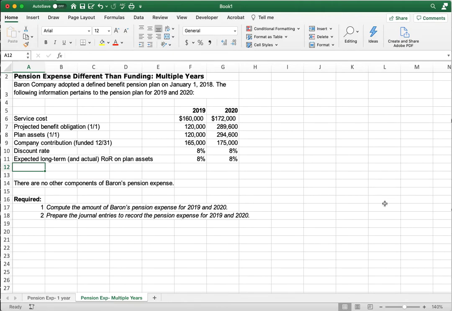We're looking at pension expense with multiple years. Bayer & Company adopted a defined benefit pension plan on January 1st, 2018. The following information pertains to the pension plan for 2019 and 2020. We have service cost, projected benefit obligation, plan assets, company contribution, discount rate, and expected long-term rate of return on plan assets. There are no other components of Barron's pension expense. Compute the amount of Barron's pension expense for 2019 and 2020, and then prepare the journal entries.